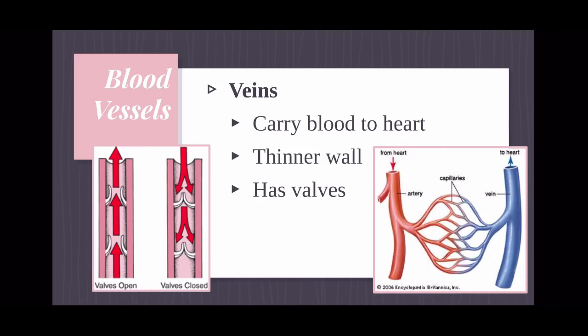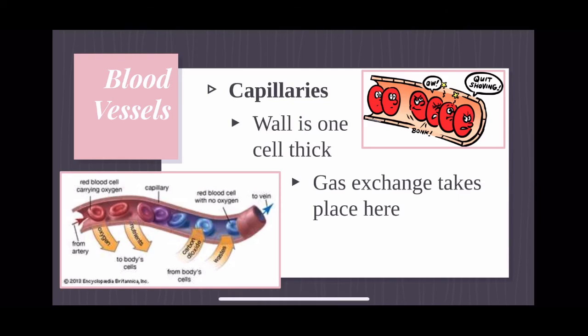The last type of blood vessel is a capillary. These capillaries are tiny. They are literally 1 cell thick, so only a single red blood cell can fit through at a time. And the reason for that is because this is where gas exchange happens. So this is where the oxygen in a red blood cell is going to be released into the surrounding tissue.